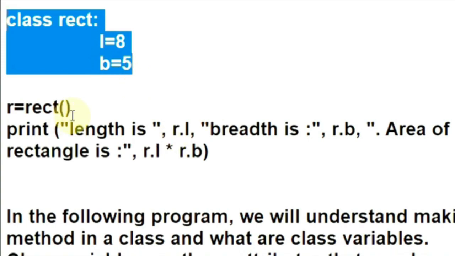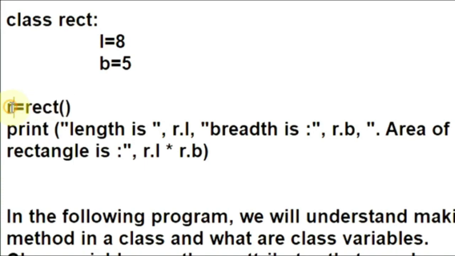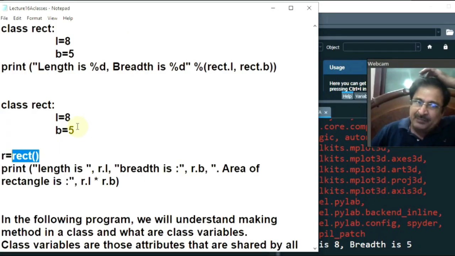Doesn't matter. Here you are making an object R, or you can say that you are making an instance R of Rect class. So what will happen? Whatever is there in this class, a copy of it will be assigned to R. So R will get two attributes L and B, and the values of L and B will be set to 8 and 5.